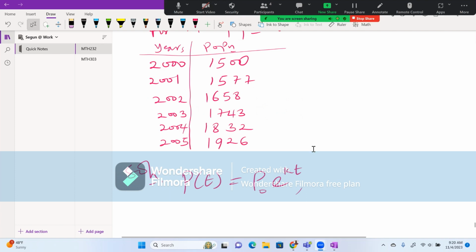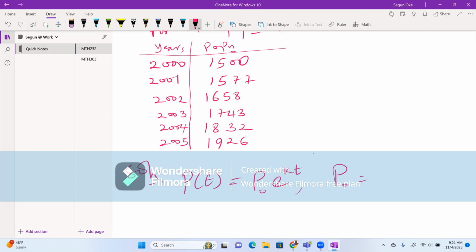Who can tell us? P naught is equal to what? 1,500, which is equal to... now P naught is not 1,500 immediately. Remember, let's just write it this way: P of 0. That is at year 2000, its initial one, which is what? 1,500.